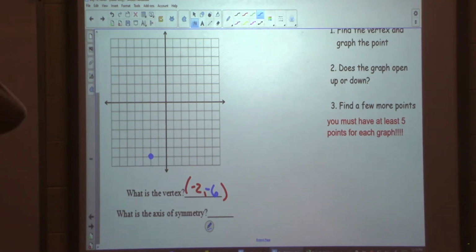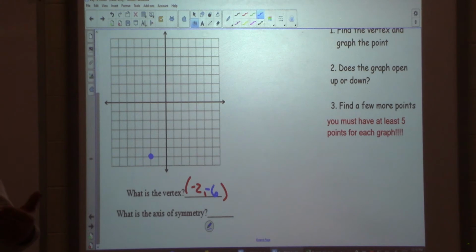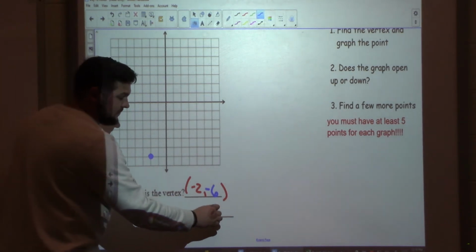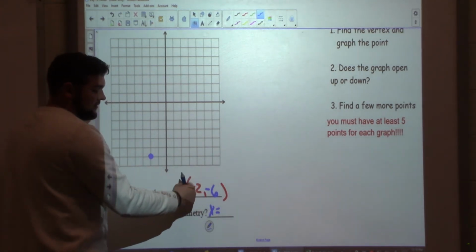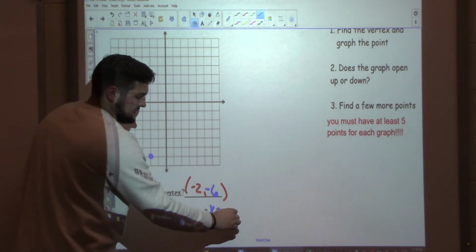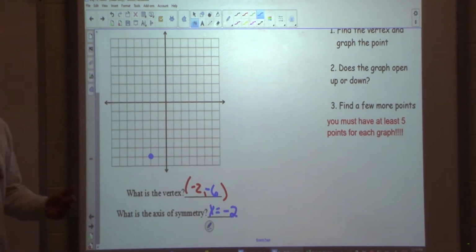What are you saying, Clark? You're telling me that's my axis of symmetry? Negative 2, negative 6. Oh, x is equal to negative 2, right? It's always x equals. It's a line, whatever my x value is. X equals negative 2. Now, this is really easy to draw.